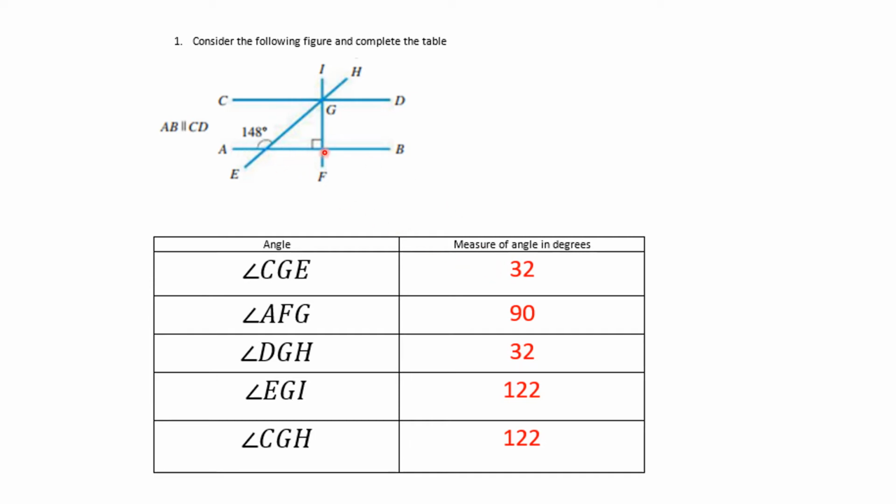AFG is 90 degrees because we see that little symbol there. It's DGH. DGH is a vertical angle with this one that we already figured out what it was, so it also has to be 32 degrees. EGI is going to be this 32 degrees added to that 90 degrees, and that makes it 122 degrees. And CGH is also 32 degrees added to 90, so it is also 122. Those were 2 each.